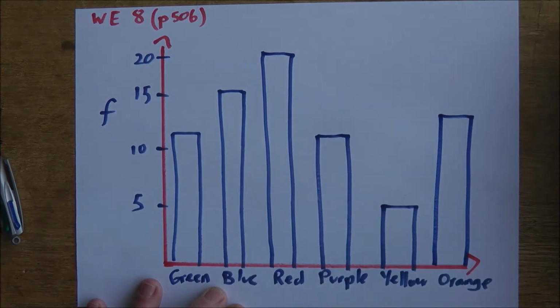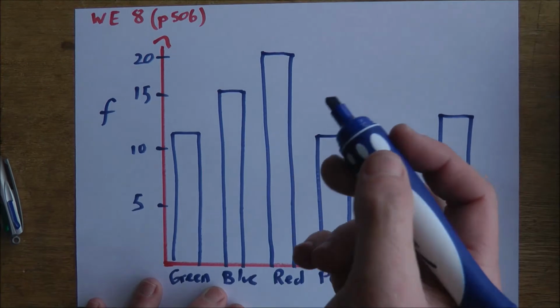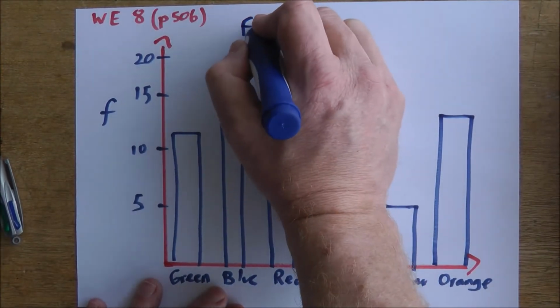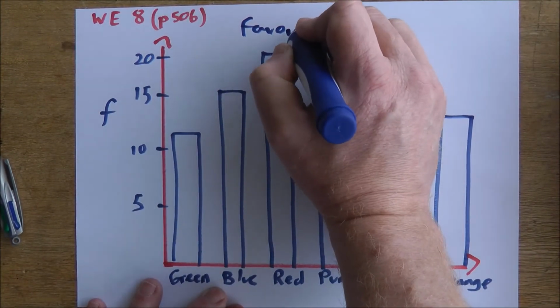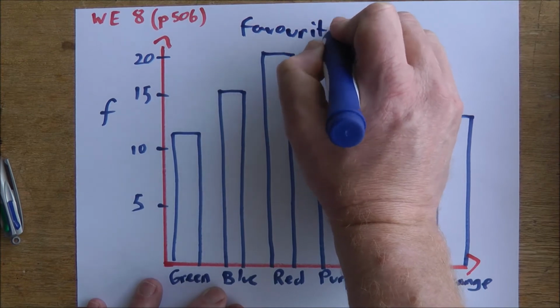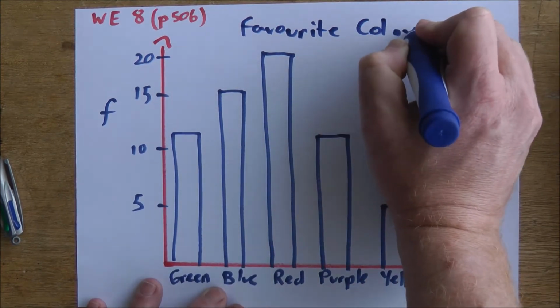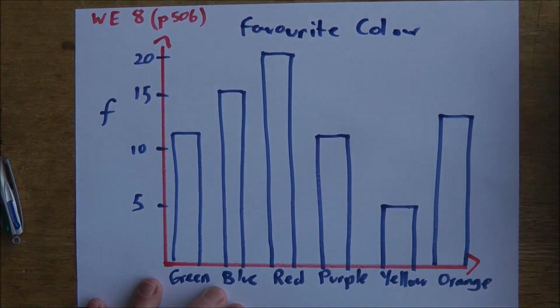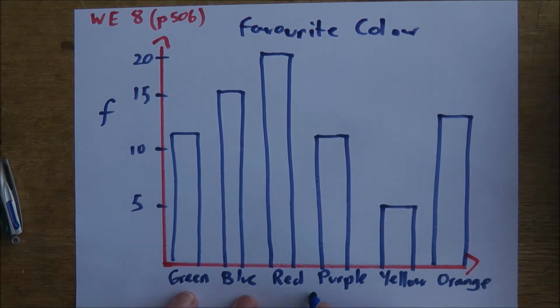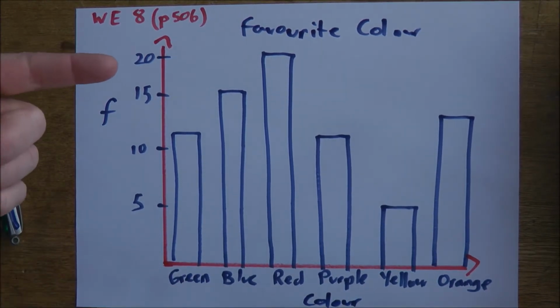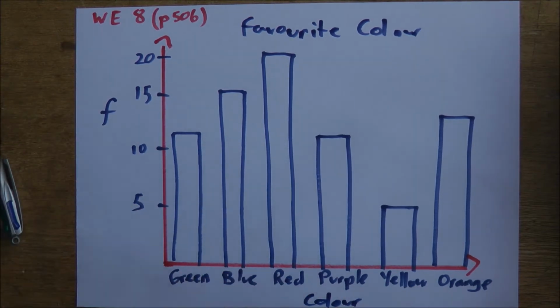Now, let's run through what we need. We need a title. We haven't got a title on this, so we've got to call it something. Just make up something descriptive. Favourite colour, that'll do. When you draw these columns, we need labels on things. So this is colour. That's my frequency. Numbered, evenly spaced.